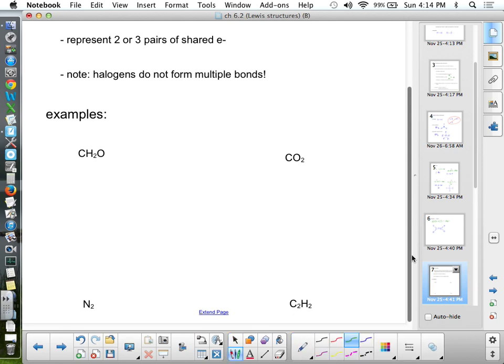CH2O is formaldehyde: 4 from carbon, 1 from each of the hydrogens, plus 6 from oxygen gives me 12 electrons. I will place the carbon atom in the center, and going with the most symmetrical structure I can come up with, I will form bonds to the 2 hydrogens and the oxygen. Of my 12 electrons, I've used up 2, 4, 6, and then the lone pairs on oxygen bring it to 12. Oxygen has its octet satisfied, but carbon does not.